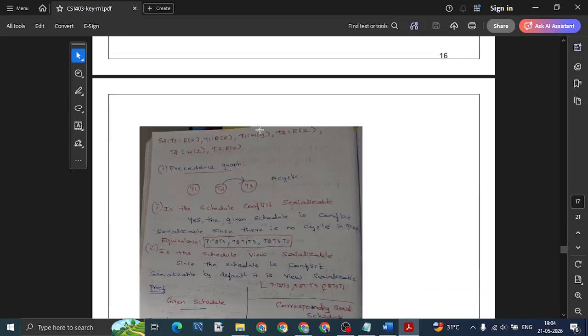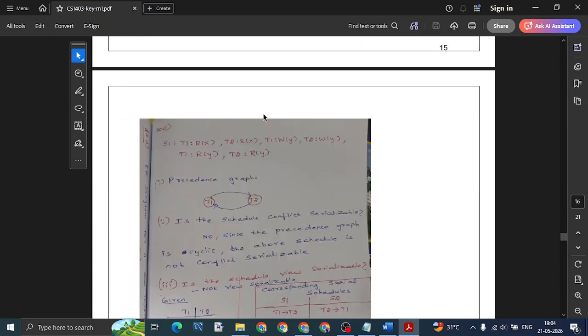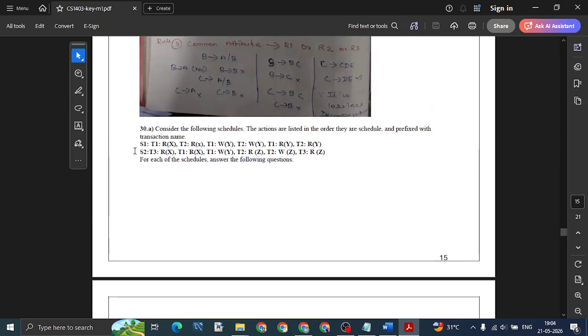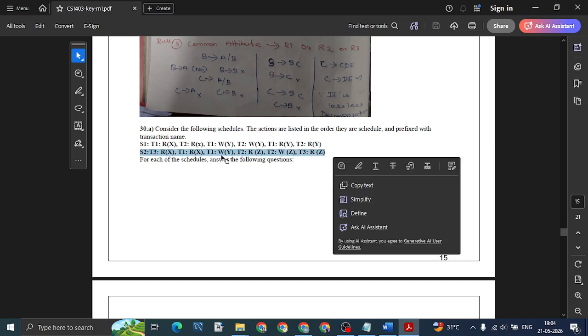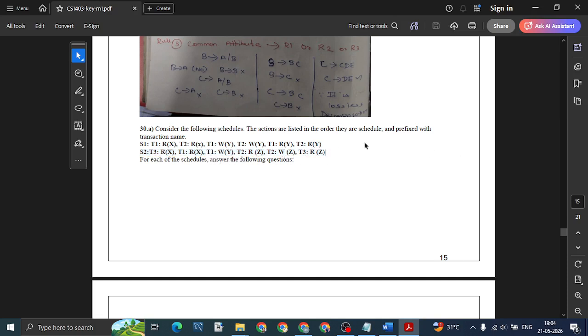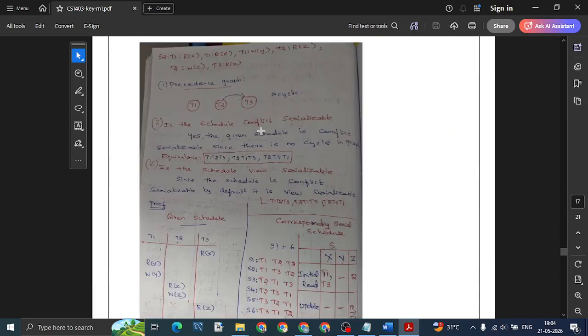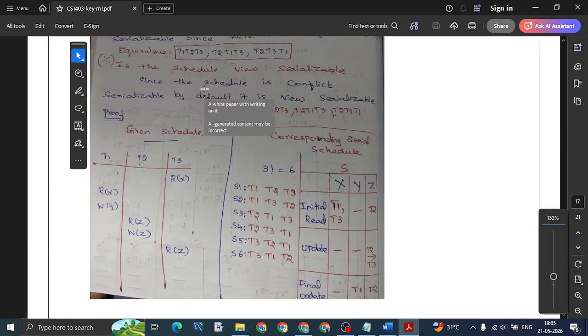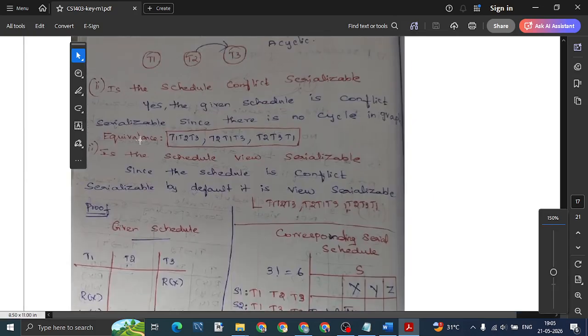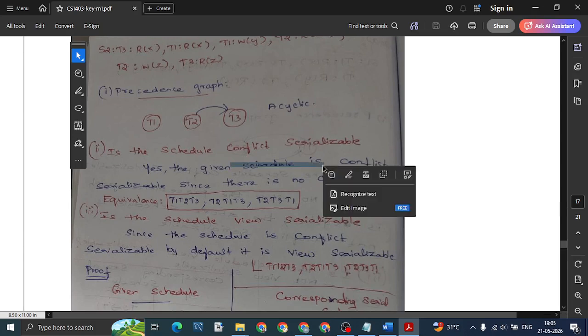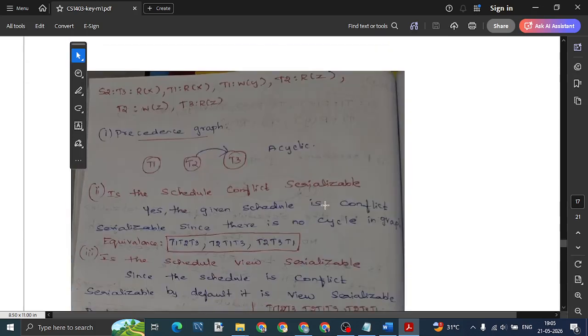So look at the same question for the schedule S2. Here we have three transactions, T3, T1, T1, T2, T2, T3. First you are going to check whether it is conflict serializable or not, followed by the view serializable constraint. Now look at this. So S2 has these three things.